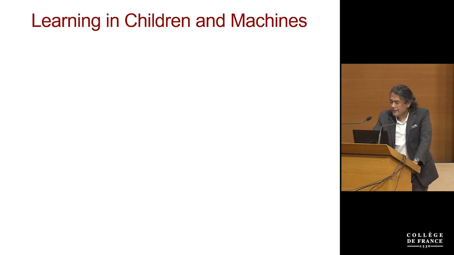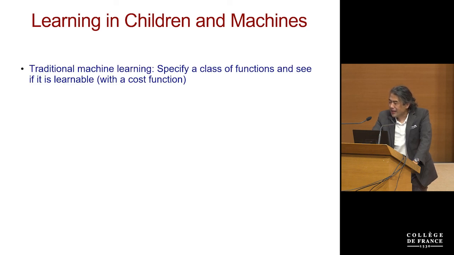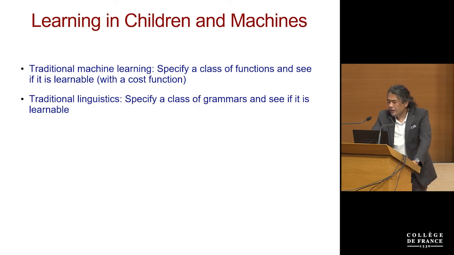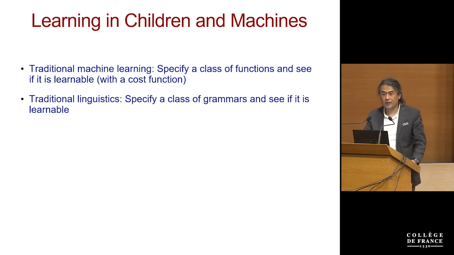So to wrap things up, some of the differences between children and machines. This is a time when I was still doing machine learning in grad school in the mid-90s. Traditional machine learning at the time was really, let's specify a class of functions, and let's see which class of functions are learnable, usually using some sort of cost function. And traditional linguistics has also taken a similar approach. Let's specify a class of grammars, certainly in the case of principles and parameters. Now the job is to figure out which is the grammar we're talking about.